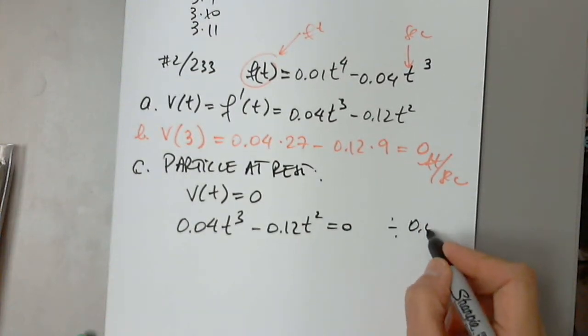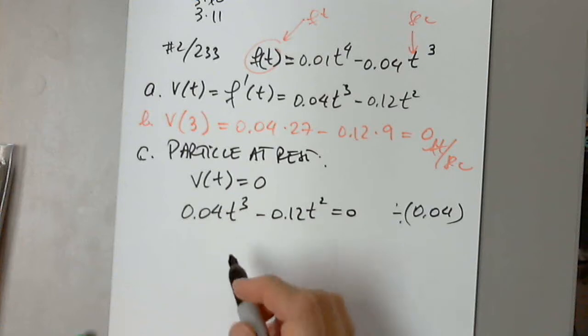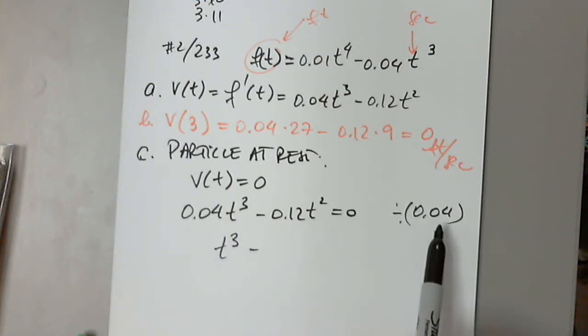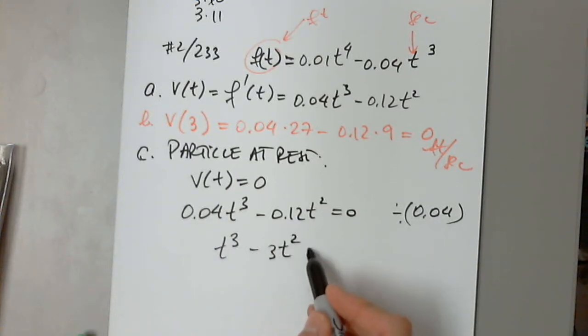Of course, I will divide by 0.04. And I get t cubed minus this divided by this is 3 t squared equals 0. How many solutions do I have to determine? That depends on the degree. What is the degree of this polynomial? 3. So I have to have 3 solutions.